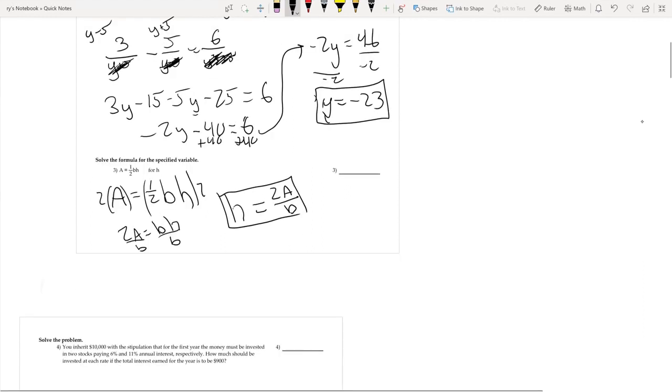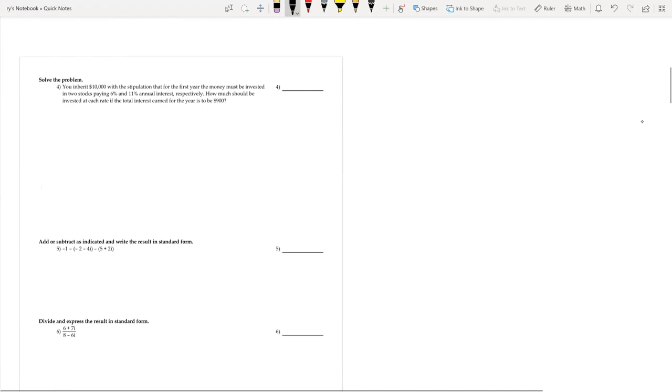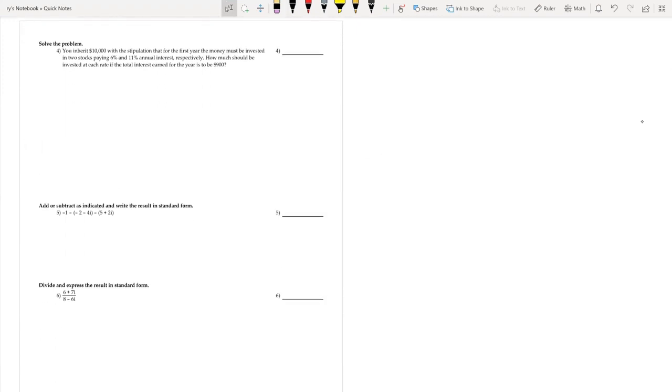All right, number 4. So this is a word problem. It says you inherit $10,000 with the stipulation that for the first year, the money will be invested in 2 stocks, paying 6% and 11%. How much should be invested at each rate if the total interest earned for the year is to be $900?